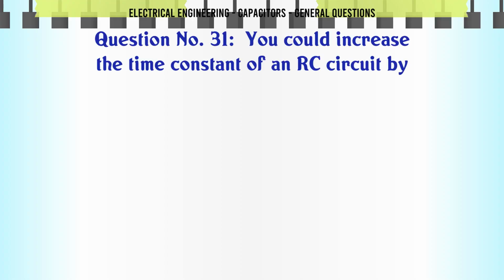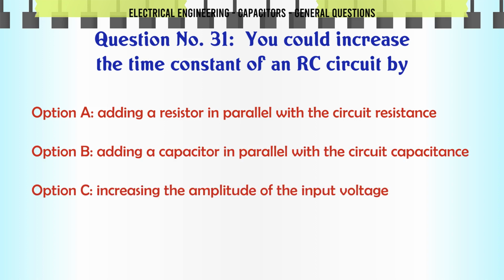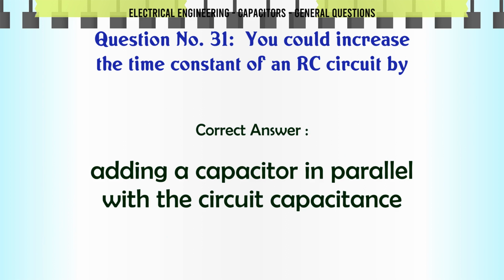You could increase the time constant of an RC circuit by A, adding a resistor in parallel with the circuit resistance, B, adding a capacitor in parallel with the circuit capacitance, C, increasing the amplitude of the input voltage, D, exchanging the position of the resistor and capacitor in the circuit. The correct answer is adding a capacitor in parallel with the circuit capacitance.